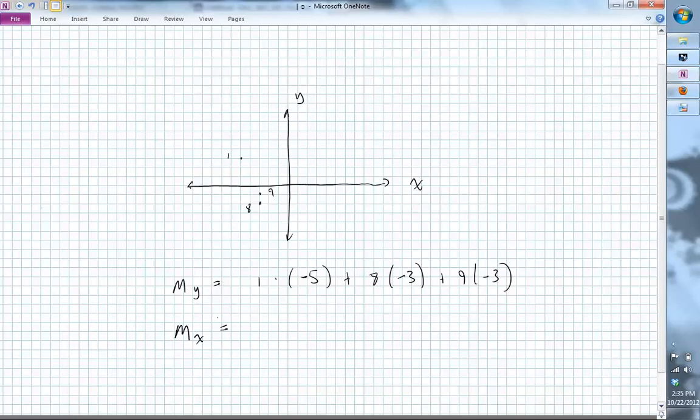Mx is how much these masses want to twist the x-axis. So let's go through this again. You have the mass times the distance from the x-axis, in this case positive 3, plus 8 times negative 2, plus 9 times negative 1. That's the moment about the x-axis. So once you see the process, I think. Now, how is this an homage to the double integral formulas for Mx and My? Well, let me remind you what they look like, first of all.